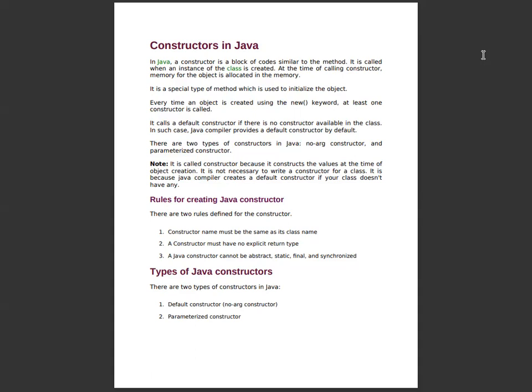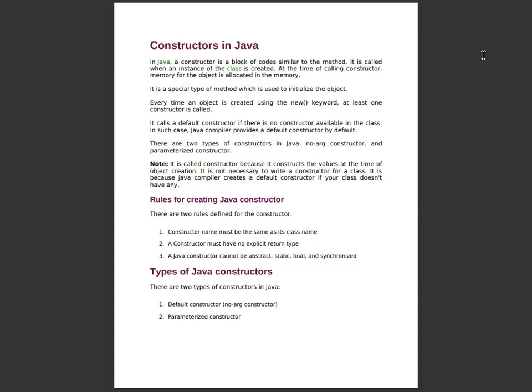So now we will see what the rules are to create constructors. Basically two rules for defining constructors are there. The constructor name must be the same as its class name. I have already told you that the name of a constructor should be the name of your class. It should not have any explicit return type, like void, integer, anything. It does not have any return types.